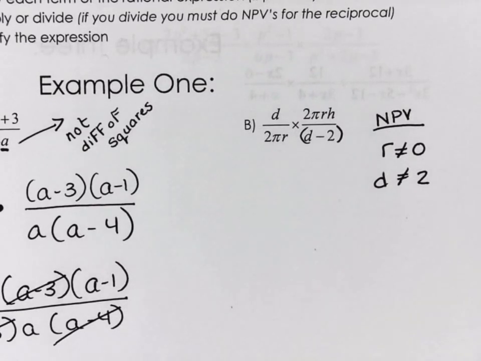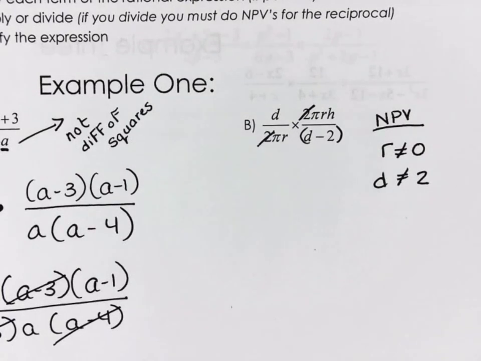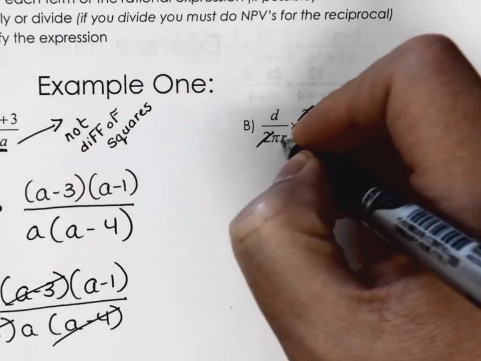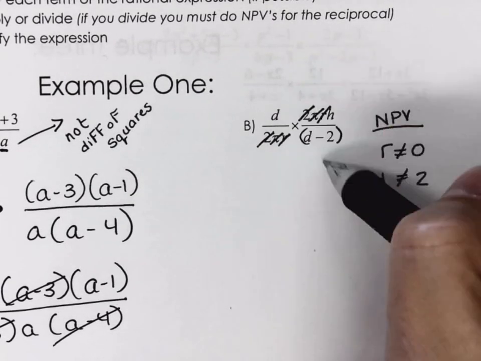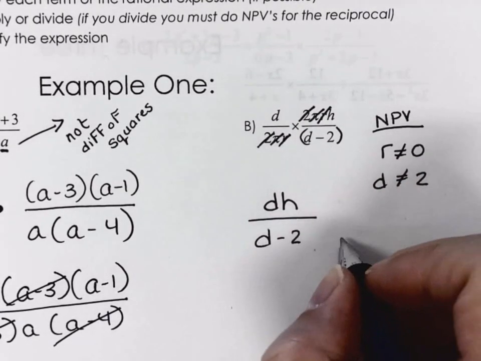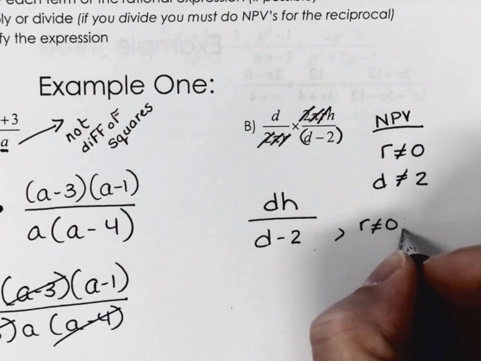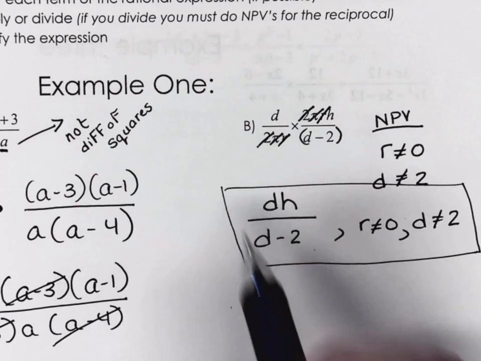All right, now we're going to cancel stuff out. What's going to cancel out? 2's are gone. What else is going to cancel out? Pi's gone. R's gone. Is anybody going to say D? No. No one's going to say D. Because that set on the bottom is a binomial, you cannot cancel out these D's. So I'm left with DH over D minus 2, where R cannot equal 0 and D cannot equal 2. And that's my final answer.